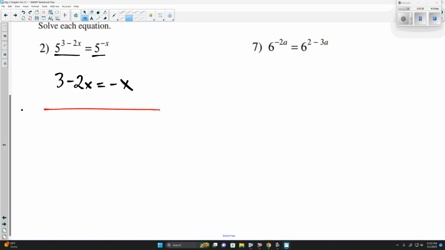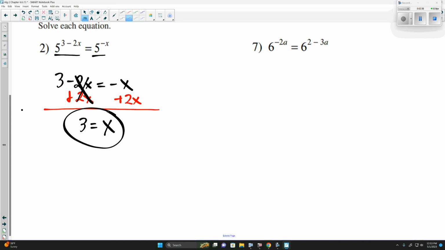Now we just need to solve for x. We'd add the 2x, we'd want to move it, because here negative 2x plus 2x is 0, leaving us with 3. Negative x plus 2x is x, so 3 is equal to x. Because as long as the bases are the same, the exponents have to be the same as well.